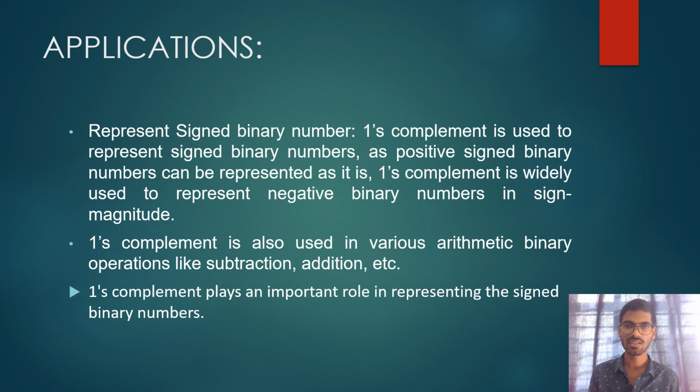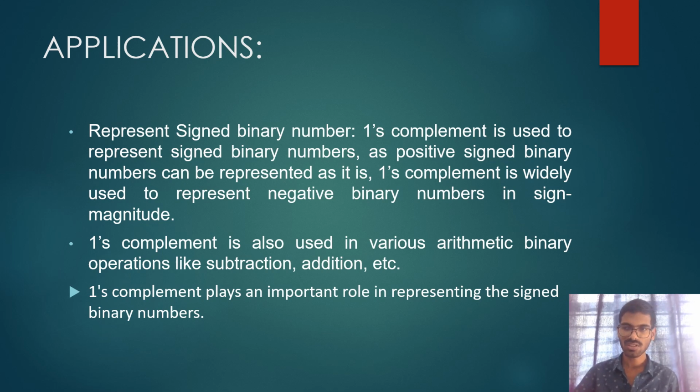In 2's complement, first we do the 1's complement and then to the least significant bit we add 1. That is, if we have the binary number 0000, if we do 1's complement, we flip the bits. That is, we get 1111. To the least significant bit, we add 1. That is 1111 plus 1. We get the 2's complement for that. So 1's complement is used for 2's complement as well.